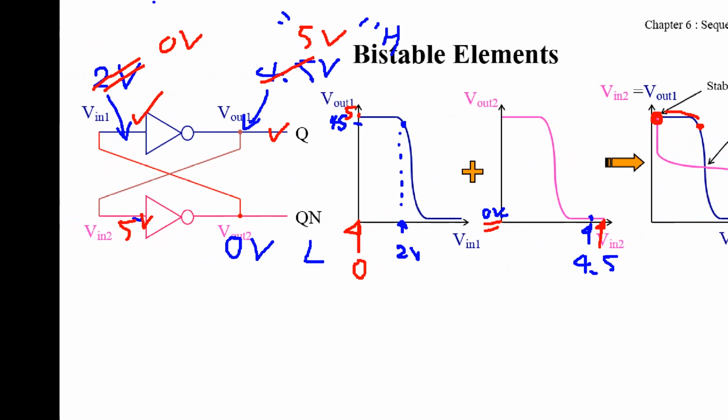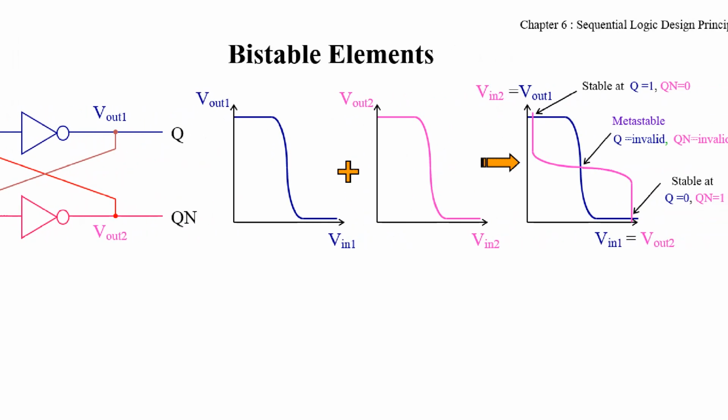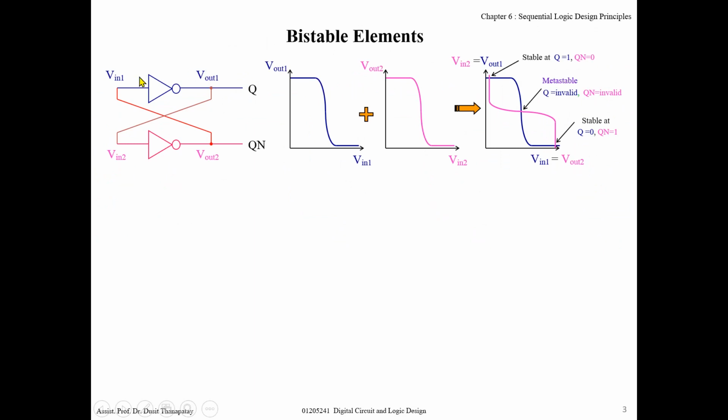This circuit is a bistable element because it can be stable in two states. The first one is Q is 0, Qn is 1. The second one is Q is 1 and Qn is 0. Note that Qn is normally the opposite value of Q. It is named with n maybe for negative, or negate. So this kind of circuit is called a bistable element.